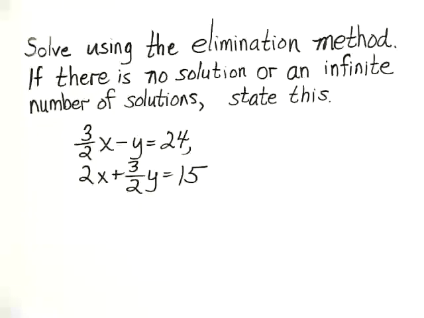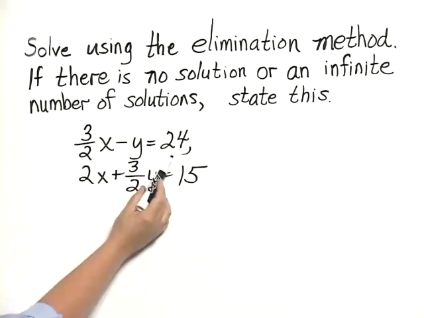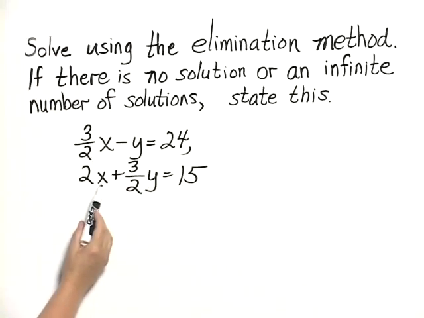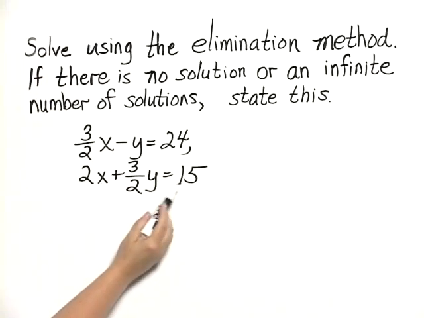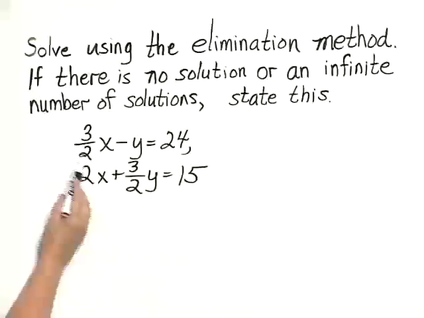Solve using the elimination method. If there is no solution or an infinite number of solutions, state this. We have the system 3/2 x minus y equals 24 and 2x plus 3/2 y equals 15. Since there are fractions, we'll begin by clearing fractions and make this a little bit easier to work with.